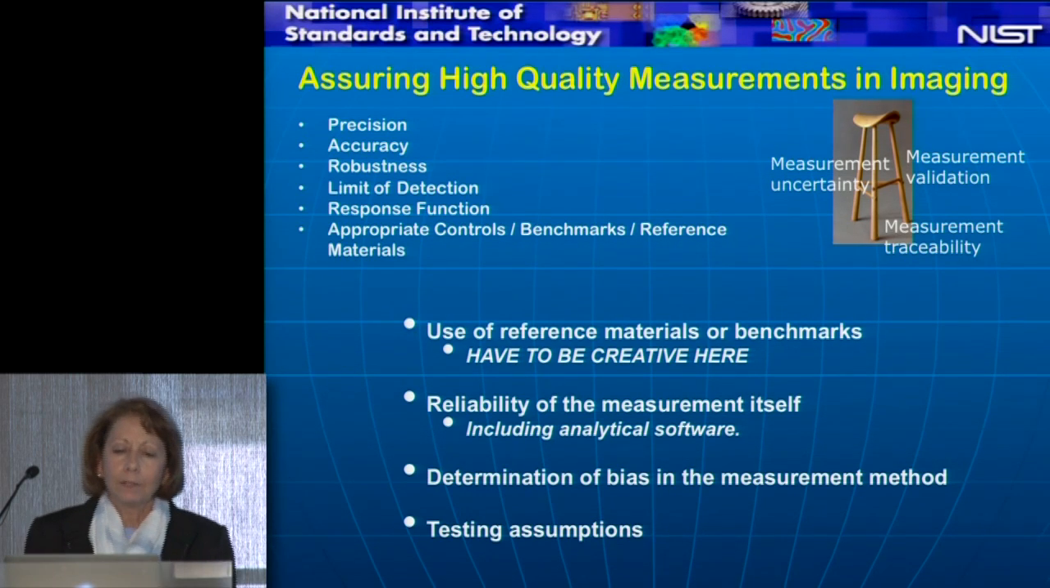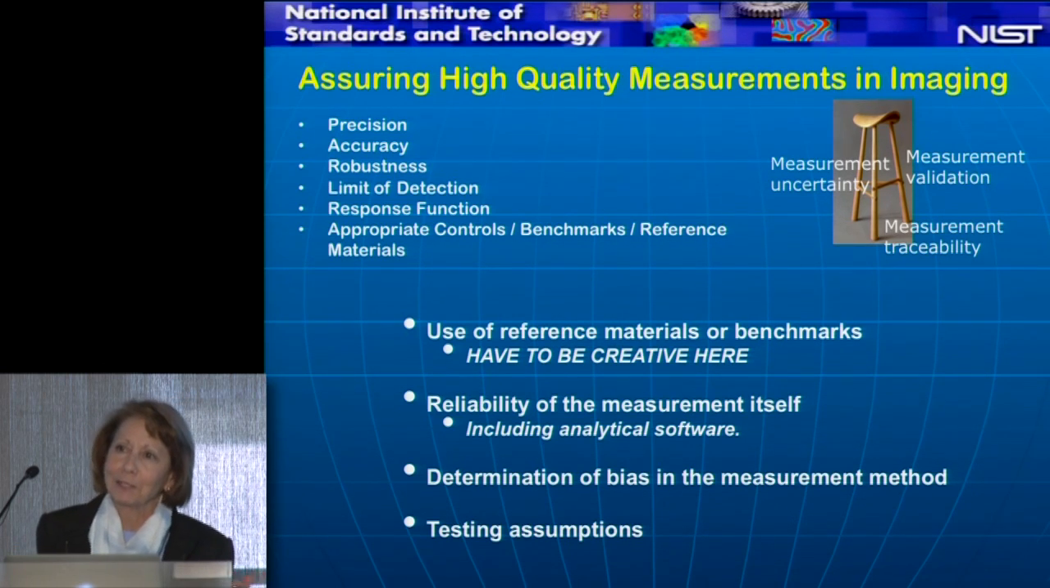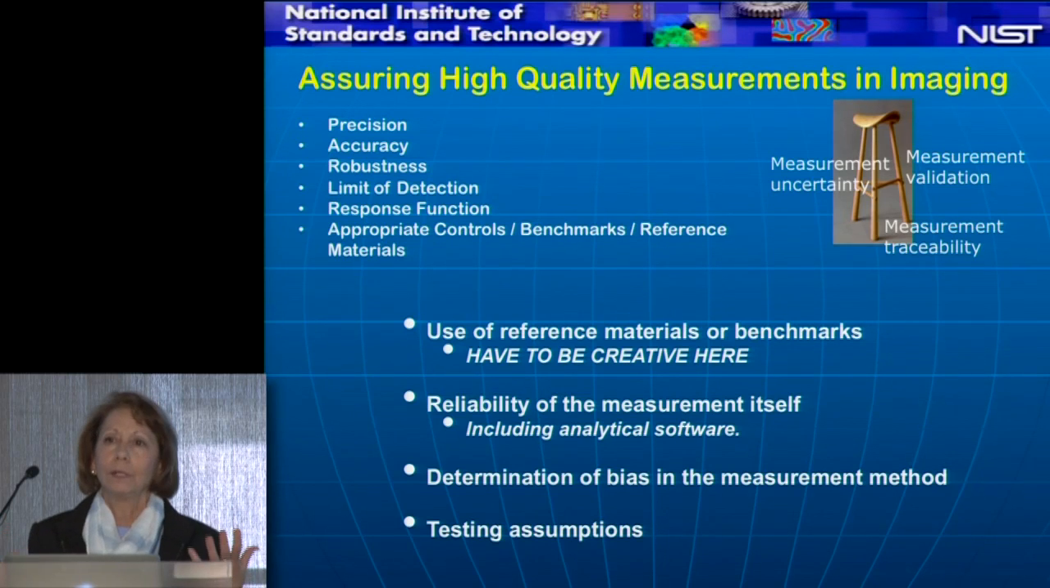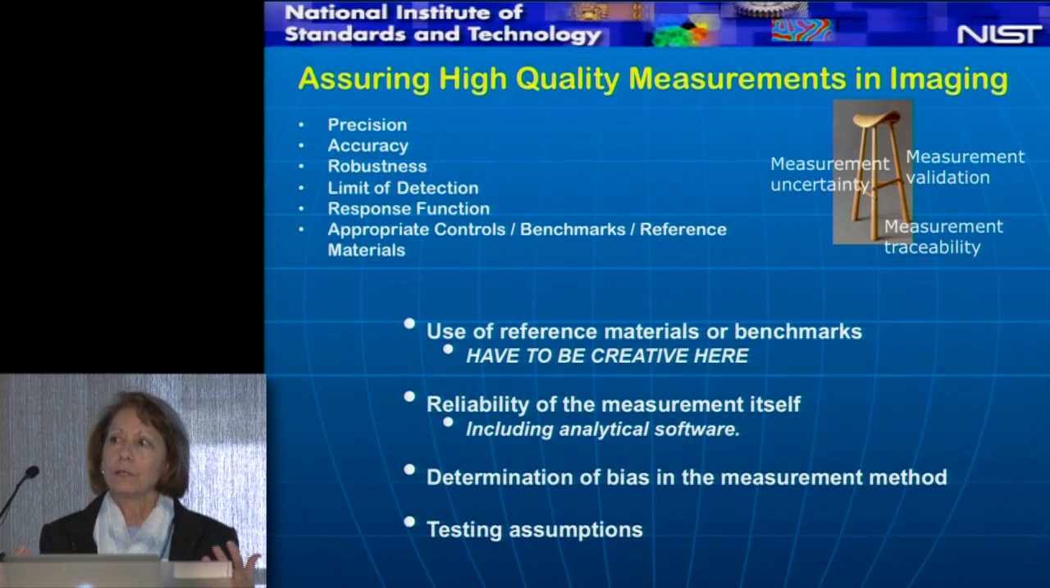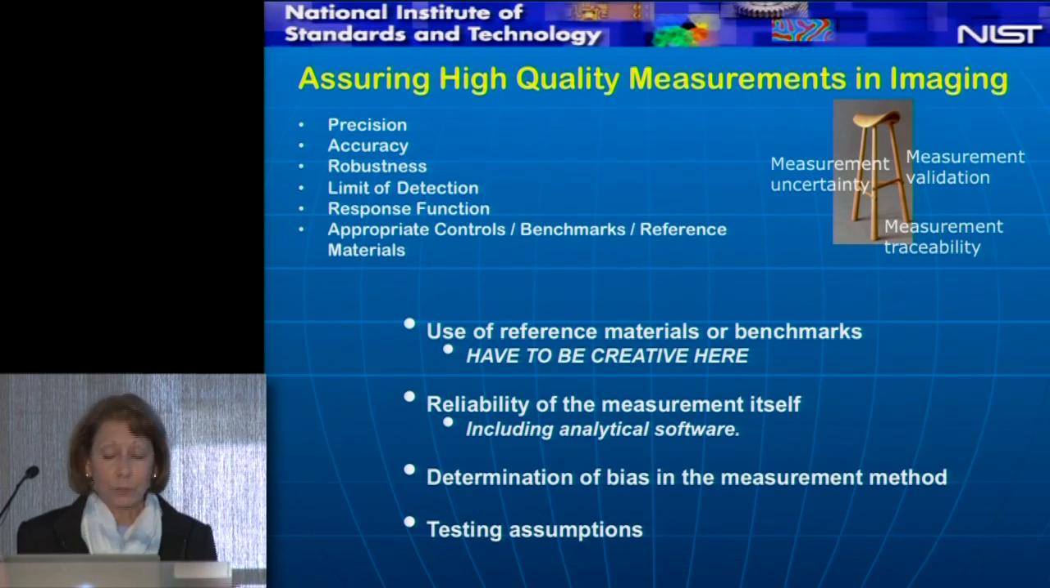It's really complicated to eliminate bias in the measurement method because we all come into, and it's sort of like testing assumptions, which is the other bullet, we all come into the field with ideas in our heads about how things work based on what's been proved or what's been shown in the literature before. And those may or may not be valid assumptions. And some of these things need to be questioned.